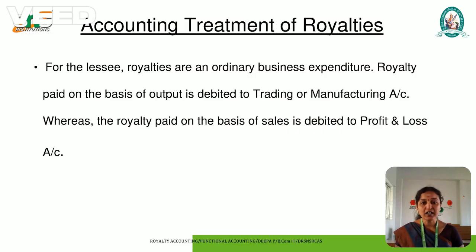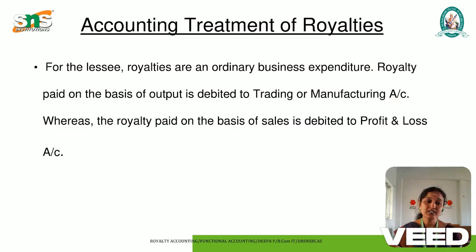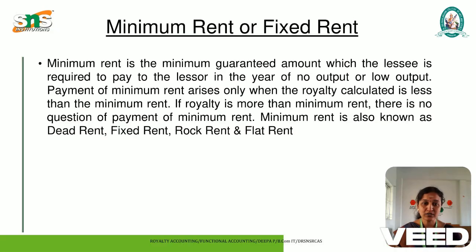Next is accounting treatment of royalties. Actually, it is considered as a business expenditure. If it is based on the output, it is debited to trading or manufacturing account. If it is based on sales, it is considered as sales expense, so it is debited to profit and loss account.